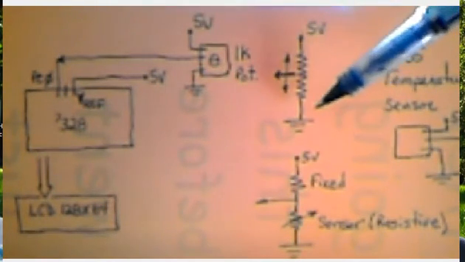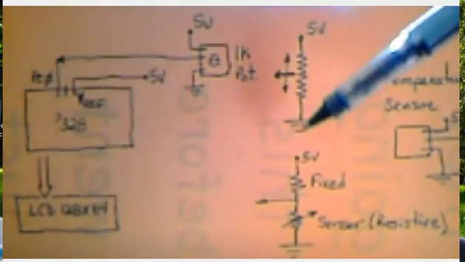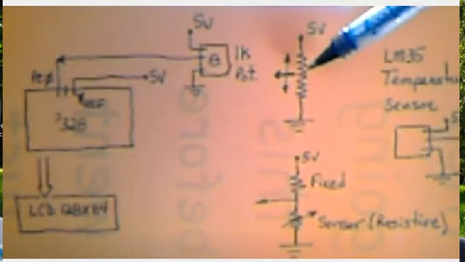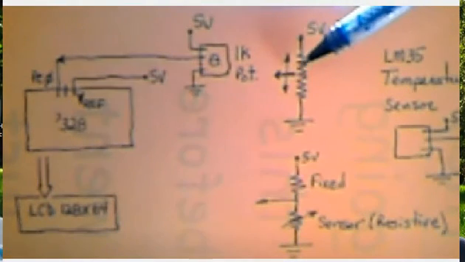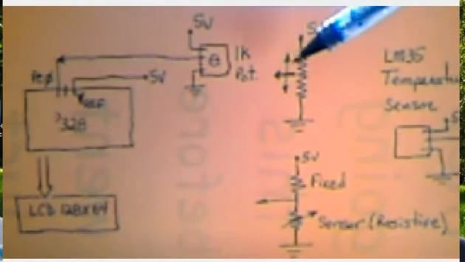The potentiometer can be drawn like this, where on one end you have 5 volts, the other end you have ground, and the wiper will tap a voltage anywhere between the upper voltage and the lower voltage as you move that wiper up and down.